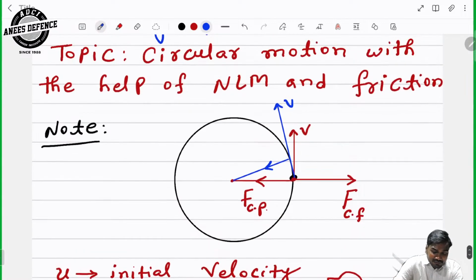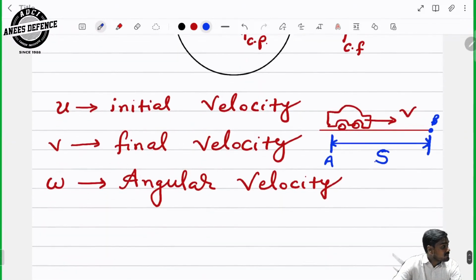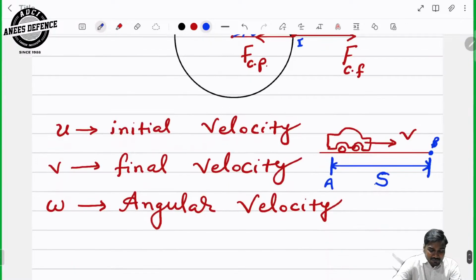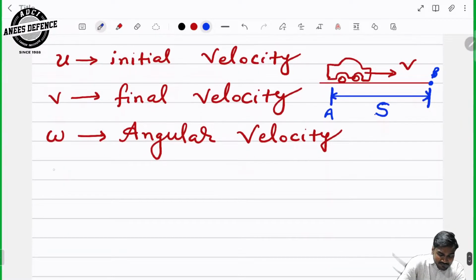But what you are observing here is, when the object moves on a circular track, the object is making an angle. Just consider this is the initial point and at time t, this is the final point. So the object is making angle theta, right? So theta is nothing but angular displacement.